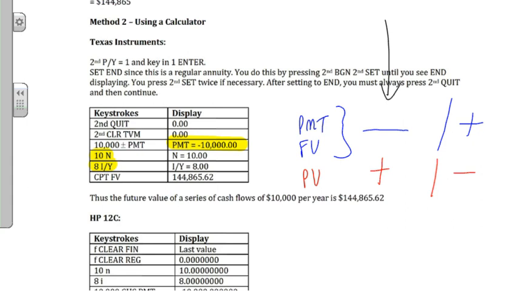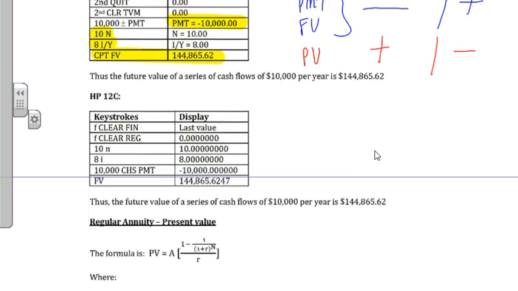Plug all your numbers in with my regular annuity, and what do you come out with? That the future value is 144,865. What does that tell you? Always when you finish the question, see, does it make sense? That tells me that if you invest $10,000 per year for 10 years with 8% interest rates, at the end of the 10 years, your value will be 144,865. We show you the same calcs then on the 12C.